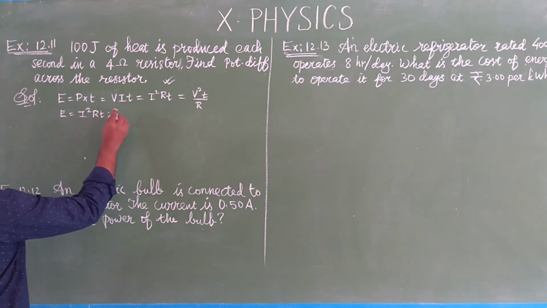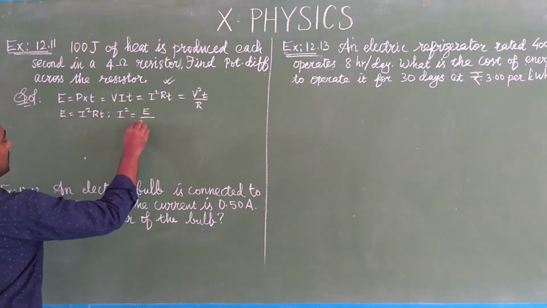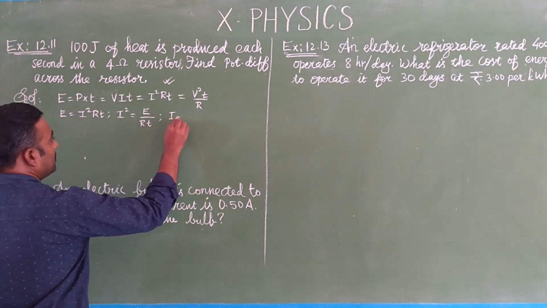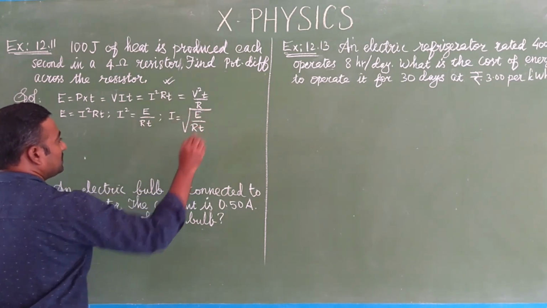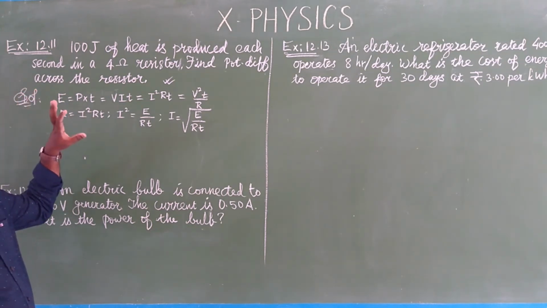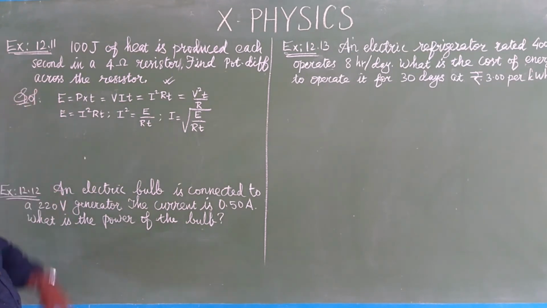We want to find the current. Therefore I square is equal to energy by resistance into time, or the current is equal to square root of energy divided by resistance into time. But in your book, instead of energy, they mention heat energy, so they use the symbol H. Don't get confused. I mentioned E for energy, but it is a heat energy, so they used H.